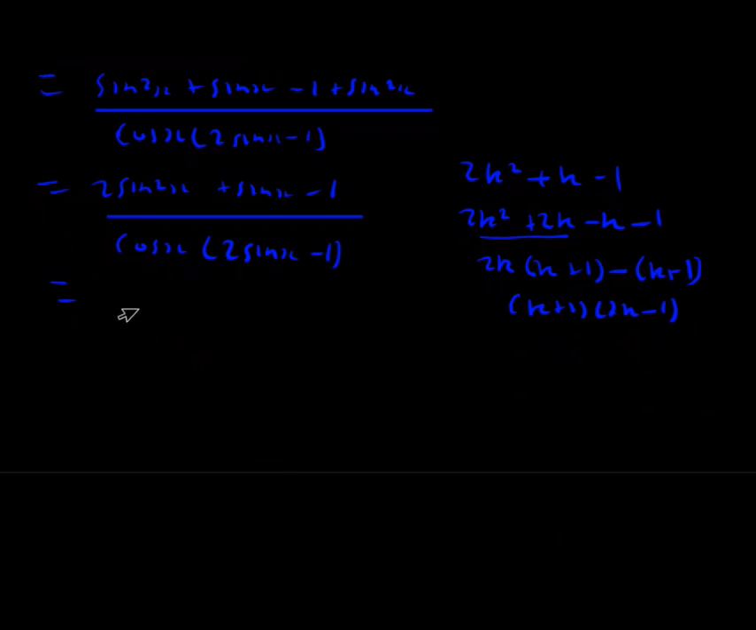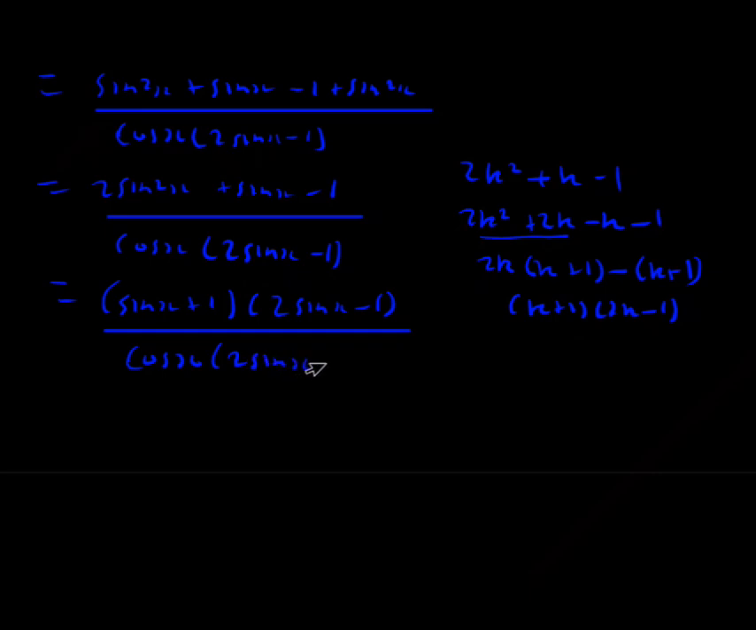So instead of me writing k plus 1, I write sine x plus 1. And then I write 2 sine x minus 1. Alright, so then I know I'm on the right track because the brackets do look the same. So this is going to be 2 sine x minus 1. So now notice we can cancel, right? So therefore we're just going to be left with sine x plus 1 over cos x. Alright, there we have it.